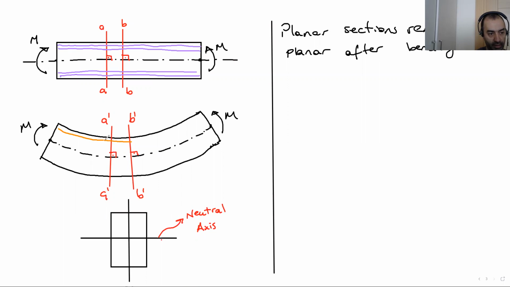At the beginning, at the initial position, all the fiber lengths are equal to each other. But after the bending, around the top edge, you can see the length of the fiber is reduced. And inversely, at the bottom edge, the length of the fibers will elongate.